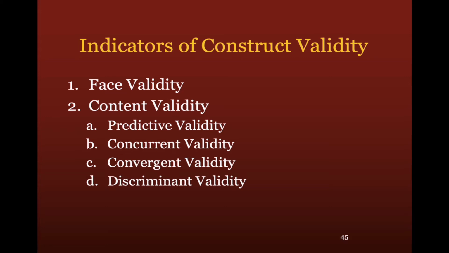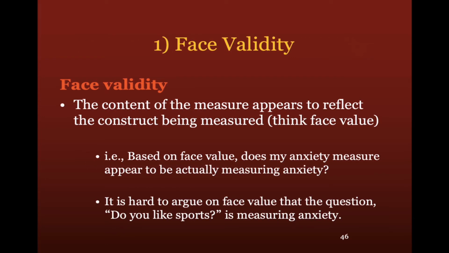Let's start out talking about face validity. This is the easiest one. So basically, does the measure that you've developed look like it's measuring what it's supposed to be measuring? So on face value, does our anxiety measure look like it's measuring anxiety? So if there are questions about do you feel anxious, that seems like on face value that it's measuring anxiety. Whereas if you ask questions like, do you like sports? That's not a question that has anything to do with anxiety. So on face value, that would be a poor measure of validity.